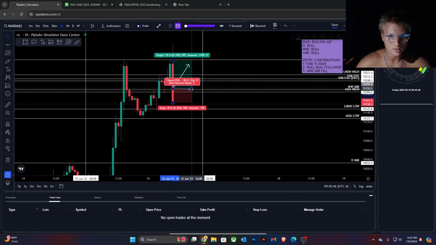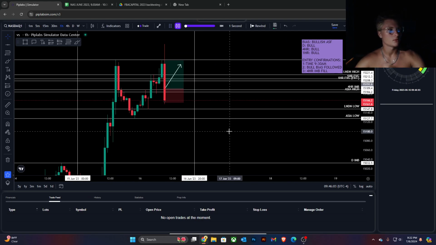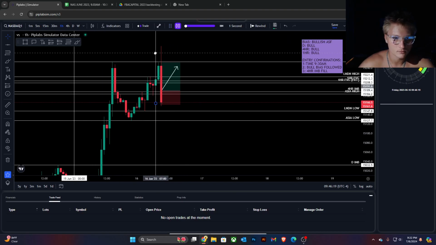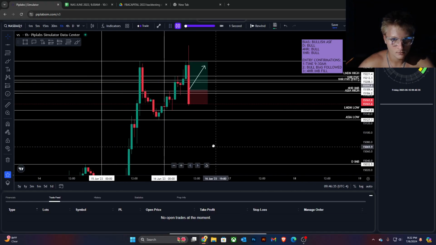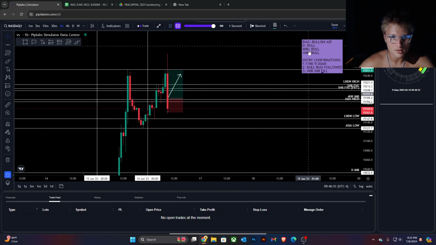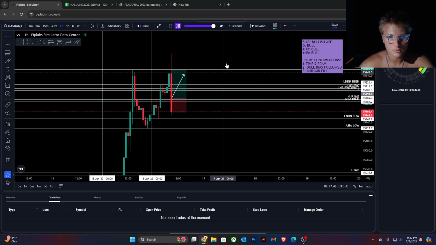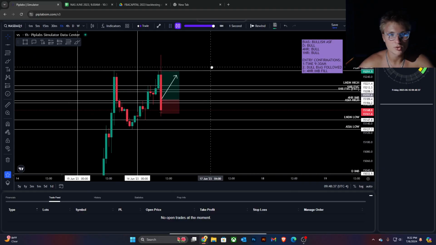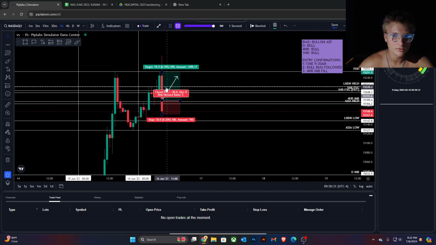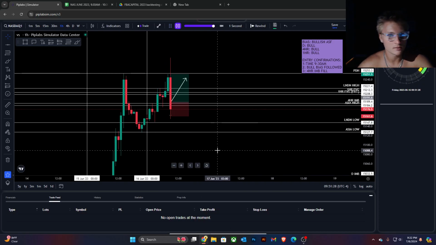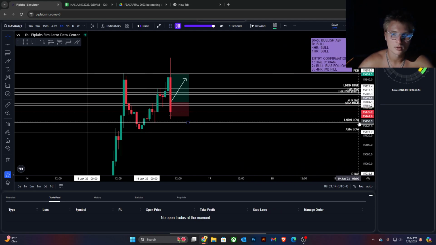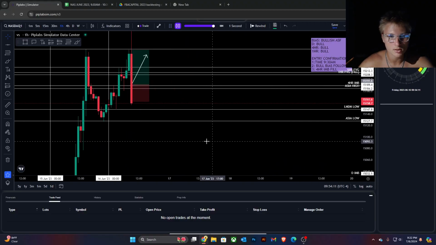But yeah, that's the trade. One trade for today in the data. I'm going to speed this up now and see what price does. But usually when previous day's highs and lows are swept for liquidity, we get a downside move. But I didn't look for any shorts here because my bias was fully bullish. But yeah, let's see what price wants to do.